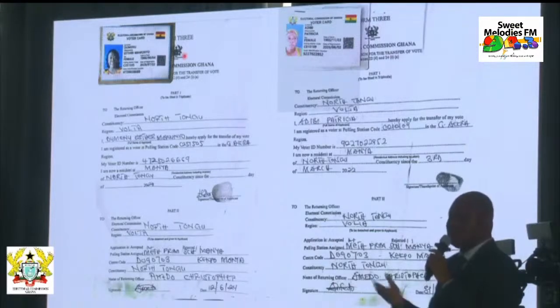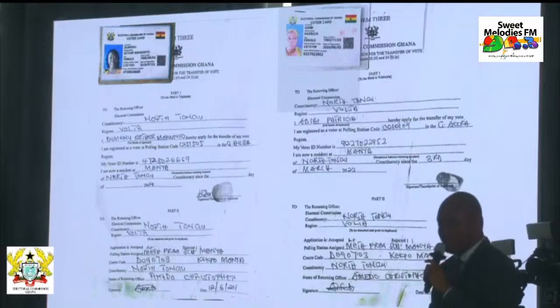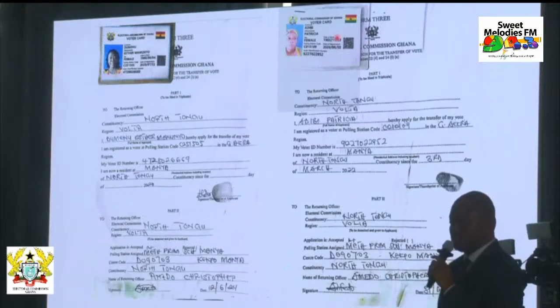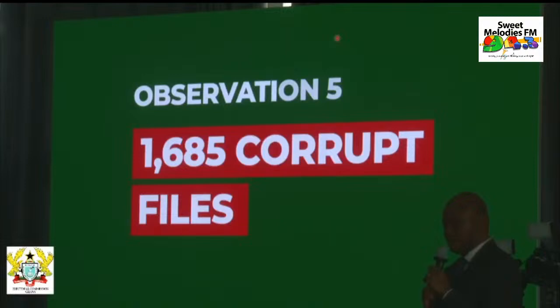And so we've got 15,000 plus people who are affected. This is another individual from the previous pictures that I've shown to you. And this is the evidence that shows that that individual actually did the transfer. We move on to observation 5. And observation 5 says that there were 168 corrupt files. That indeed is true. It did happen.